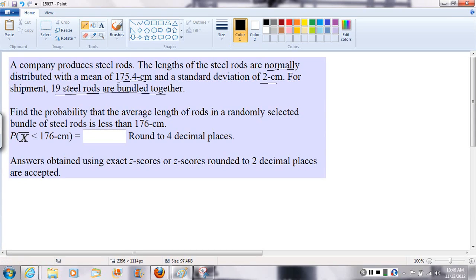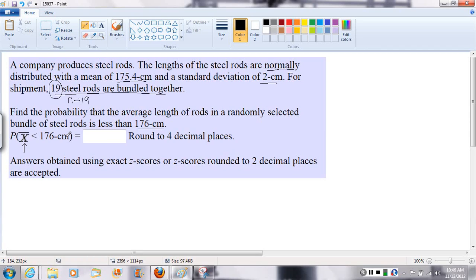So we can think of this 19 in essence as our sample size, n equals 19. Because they're saying find the probability that the average length of rods in a randomly selected bundle of steel rods is less than 176. Notice in that notation we're seeing an X bar instead of an X, meaning an average of a sample, or the mean of a sample. So if you got one of those bundles of rods for your company, what's the probability that the average length of the rods in there would be less than 176 centimeters?